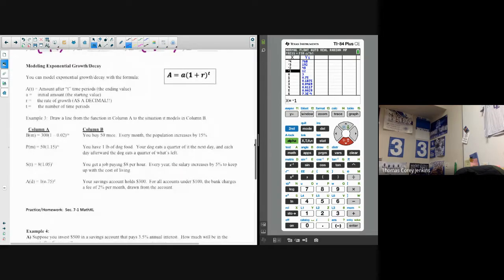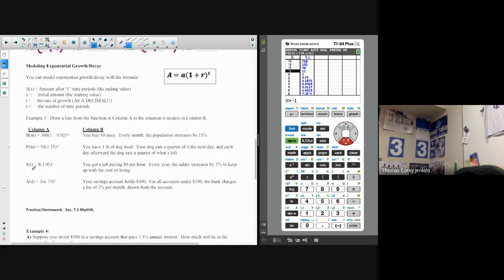All right, so you'll definitely have a test question like this, modeling exponential growth or decay, and it kind of shows you how to set it up. A equals little a times the quantity 1 plus r to the power of t. And they tell you what each variable means. So our output variable is the amount after t time periods. Little a is the initial amount, r is the rate as a decimal, and t is the number of time periods.